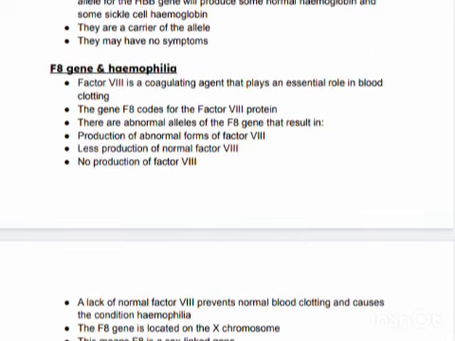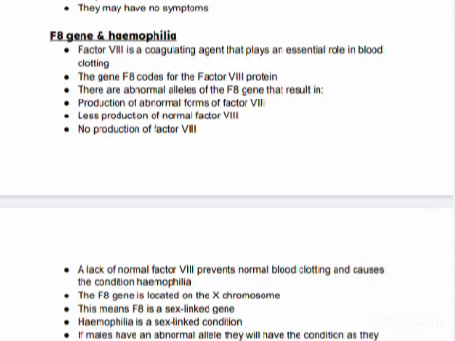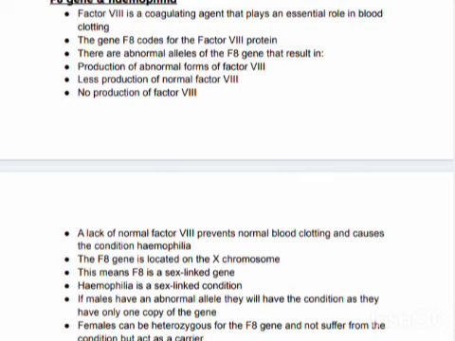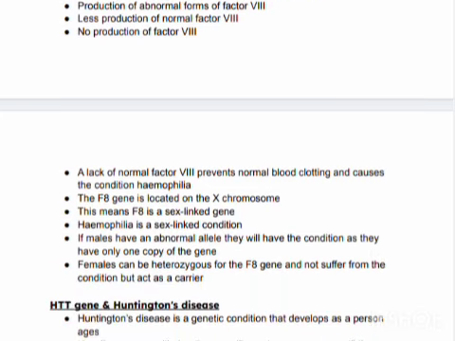Then moving on to the next example, we have the F8 gene, factor 8 gene, and hemophilia. The factor 8, we just studied, is a coagulating agent that plays an essential role in blood clotting. So the factor 8 gene codes for the factor 8 protein. Now, there are abnormal alleles of the factor 8 gene that result in production of abnormal forms of factor 8, less production of normal factor 8, and no production of factor 8. A lack of normal factor 8 prevents normal blood clotting and causes the condition hemophilia.